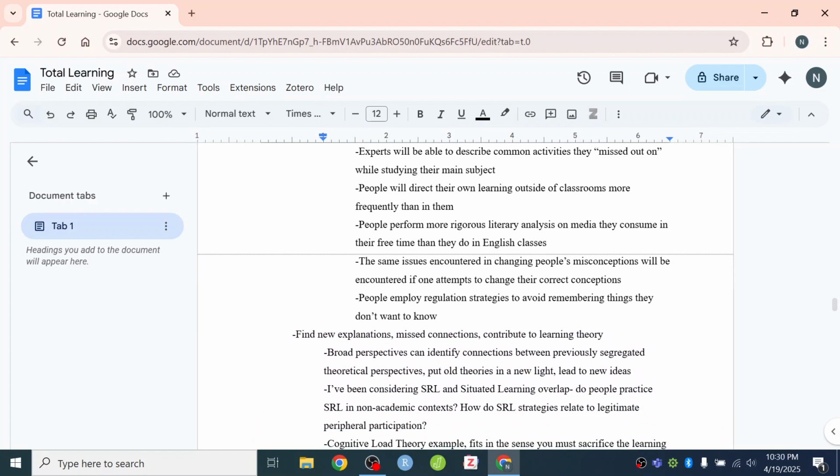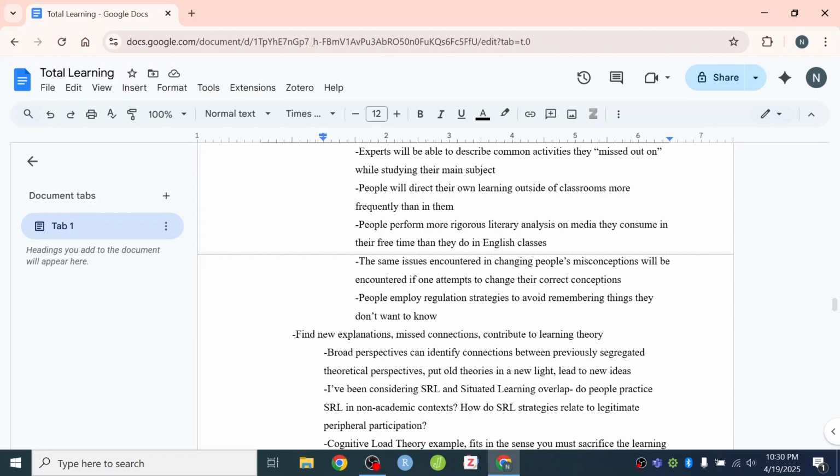Total learning might also help to find new explanations and connections, and might contribute to learning theory. Broad perspectives can identify connections between previously segregated theoretical perspectives, put old theories in a new light, and lead to new ideas. I discussed before how all the different frameworks about learning and how learning functions could fit within the total learning framework.